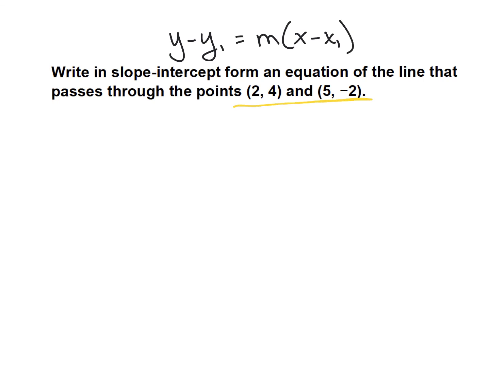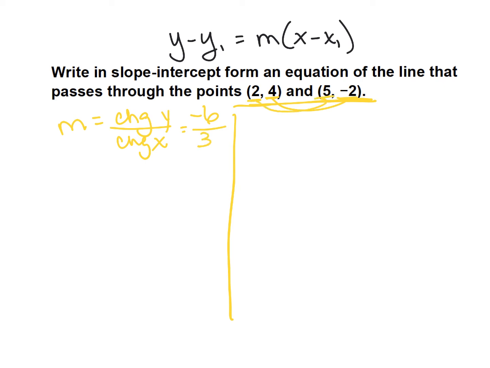Here, though, I am given 2 points. I don't have a slope. So there's 2 different ways of doing this, okay? 2 different ways of doing this, and it's totally up to you. The first thing I'm going to do is find my slope. You know that slope is change in y over change in x. So I'm going to go my 4 to negative 2. That comes down 6. And my x goes from 2 to 5, which brings it up 3. So my slope is negative 2. Negative 6 divided by 3 gives me a negative 2.